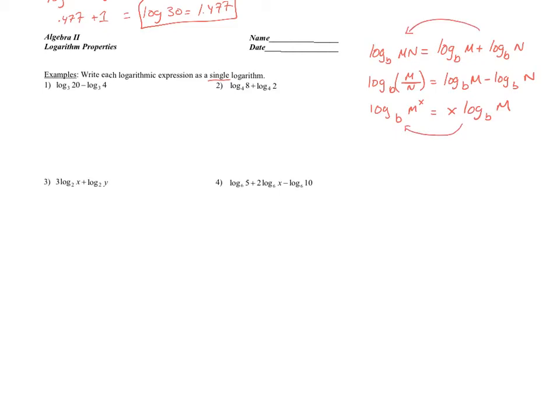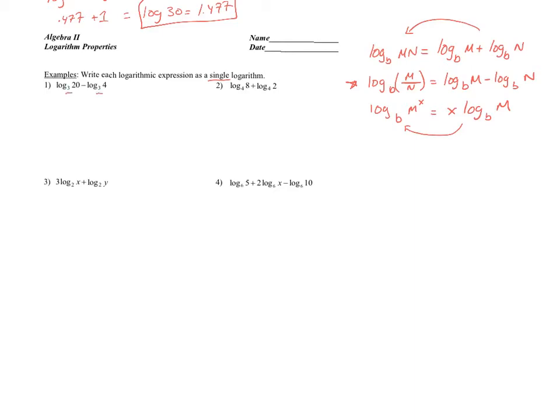In problem number 1, I've got 2 log expressions. I want to combine them and make a single log. Well, I see that there's subtraction next to them, so I know I'm going to use my log of a quotient property, but I'm actually going to use it in reverse. When I put these guys together as a single log, I first notice that they have the same base, and that's important.